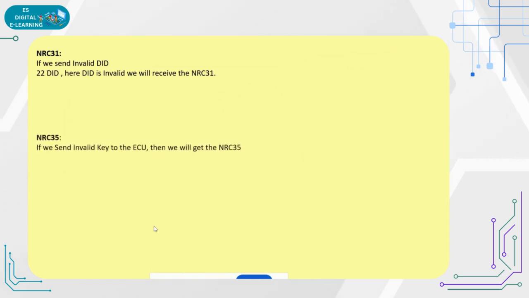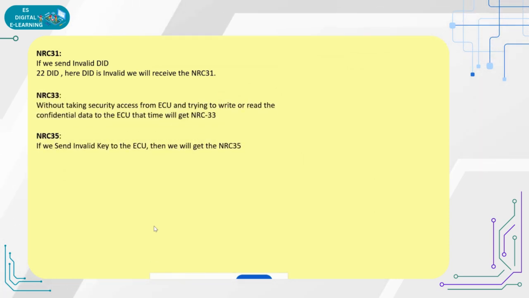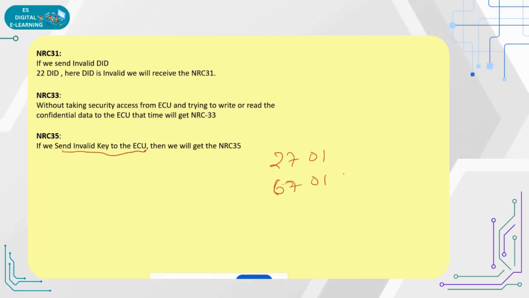Okay. Next is NRC 35. Write down: sending invalid key to the ECU, then we'll get an NRC 35. What is this invalid key? When you send a seed request, you'll get a positive response saying that S1, S2, S3 are the seed.